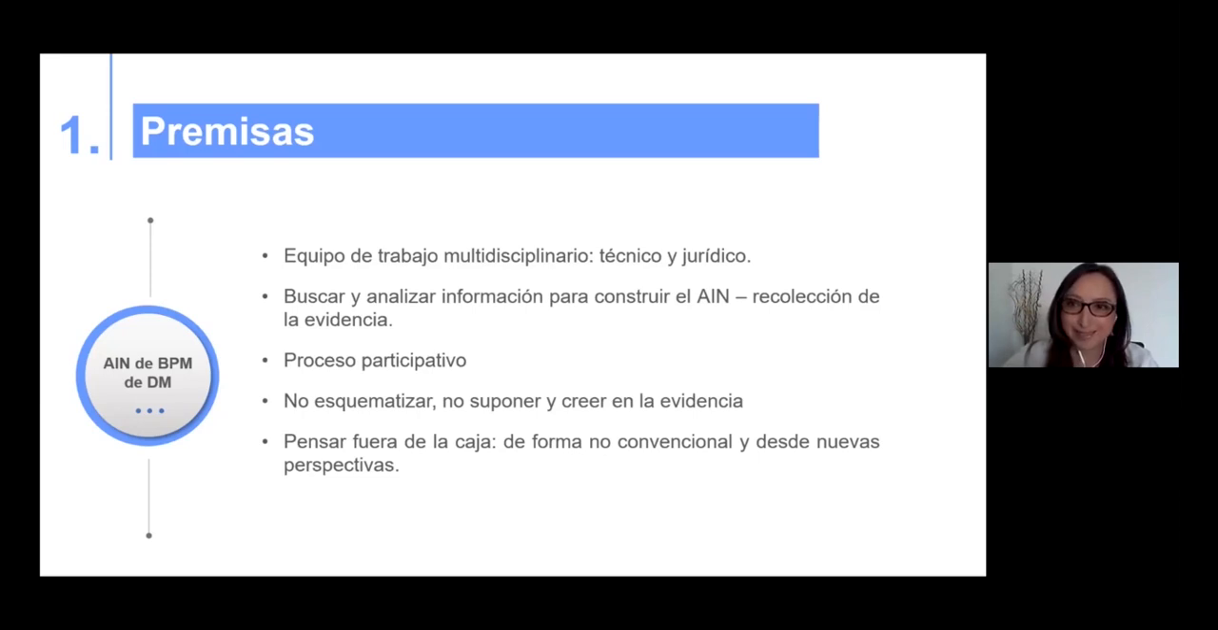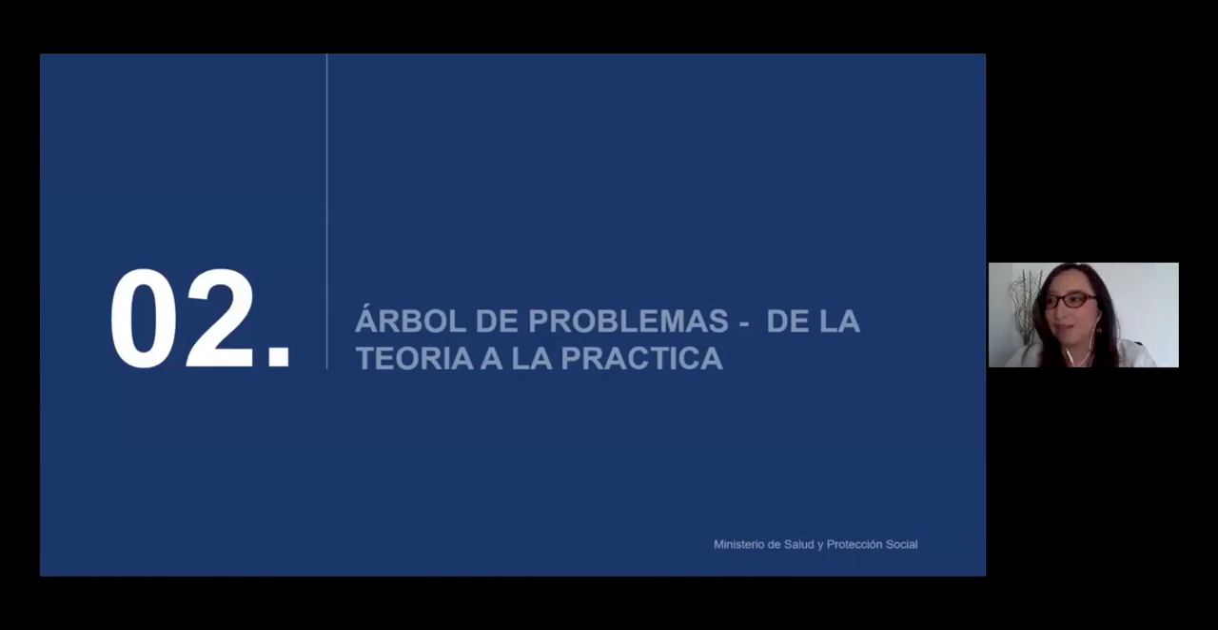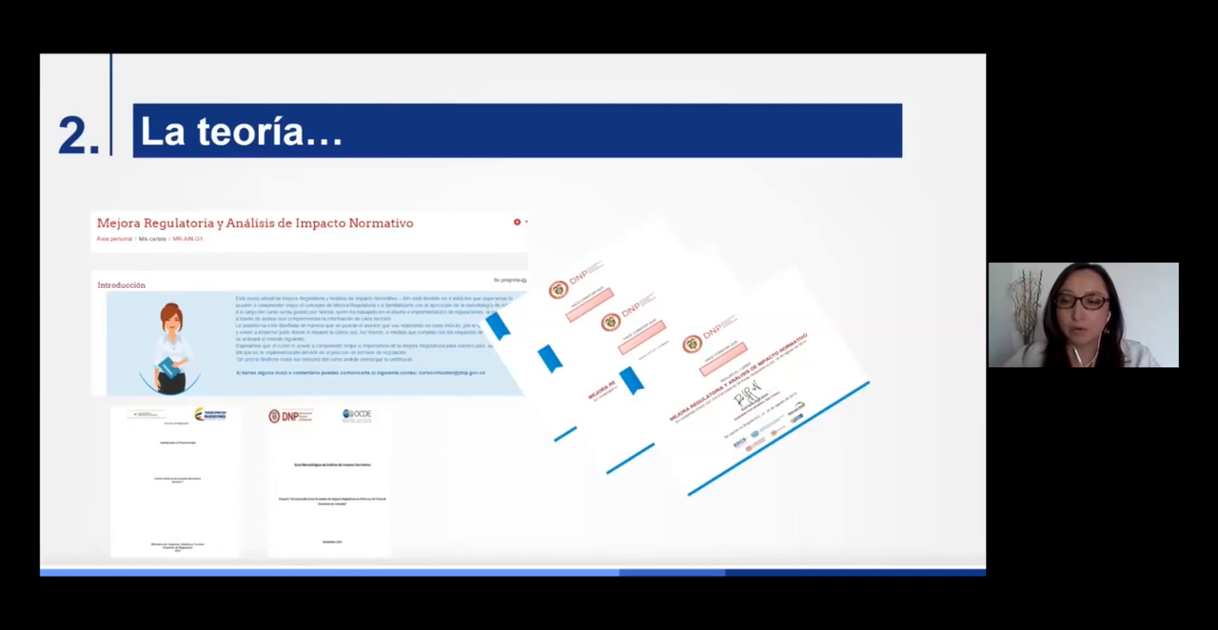So these are our assumptions, and with those and the antecedents, we have 7 steps in our regulatory impact analysis, and we are reaching the first one, which is the step where you identify very clearly the problem you want to solve. You present the evidence in its magnitude and its reach. So in this step of the regulatory impact analysis, we are going to focus on what we are doing today. That's why we reach our second topic, which is the problem tree that we call the theory to practice, because there is a lot of theory, and the greatest challenge we have in this kind of impact analysis exercise is what we see in documents and books, and how can we bring all that to our real problem. So how do we apply it in practice?